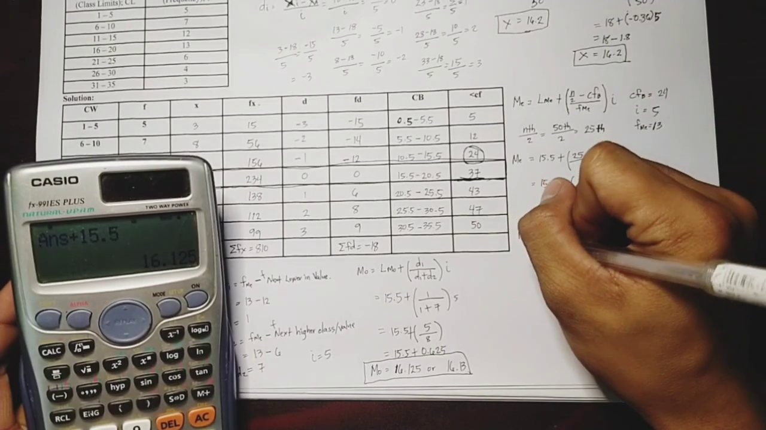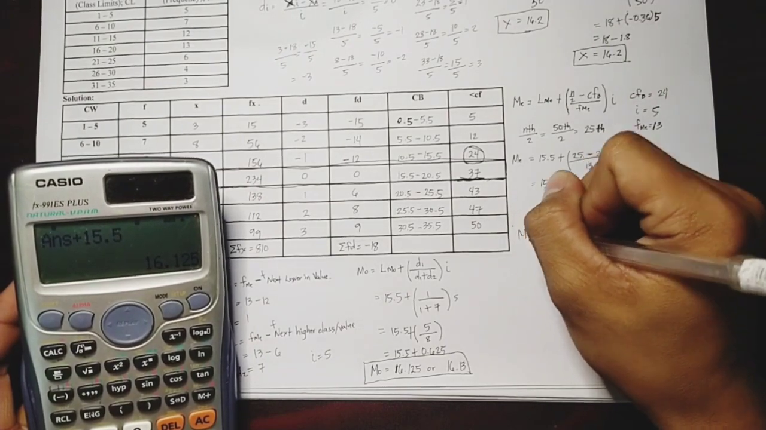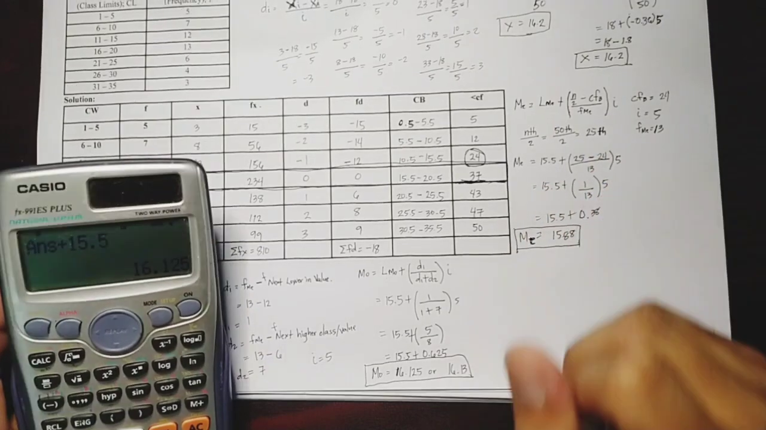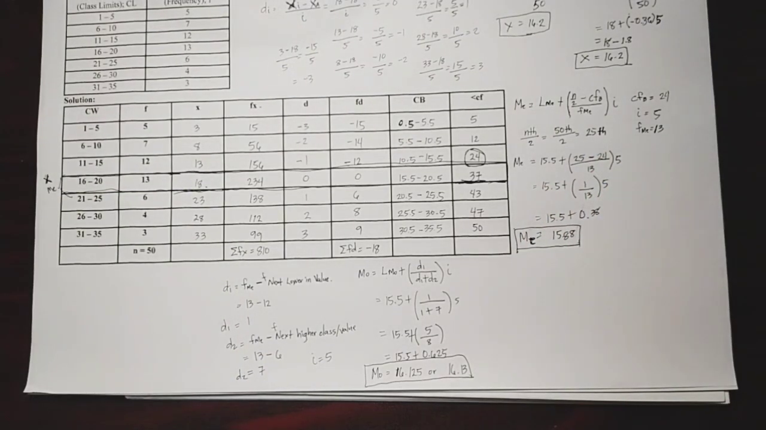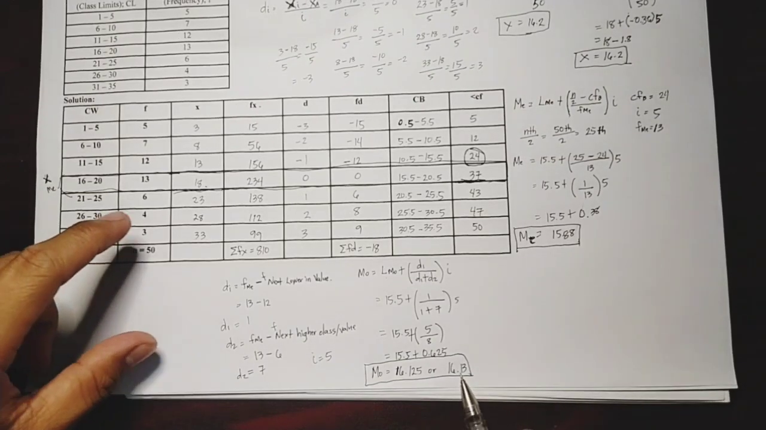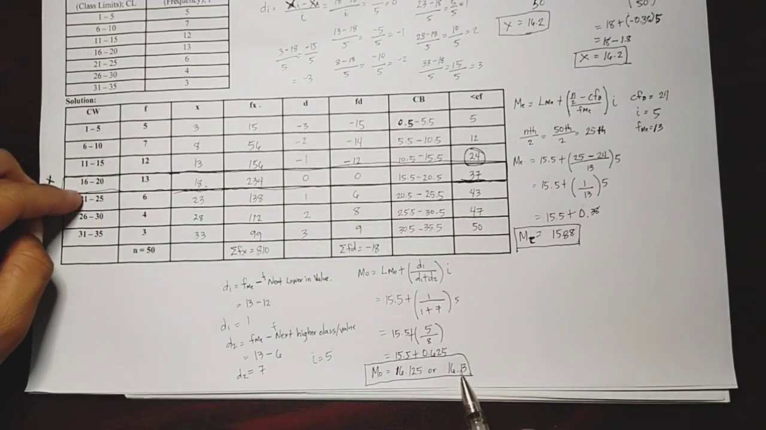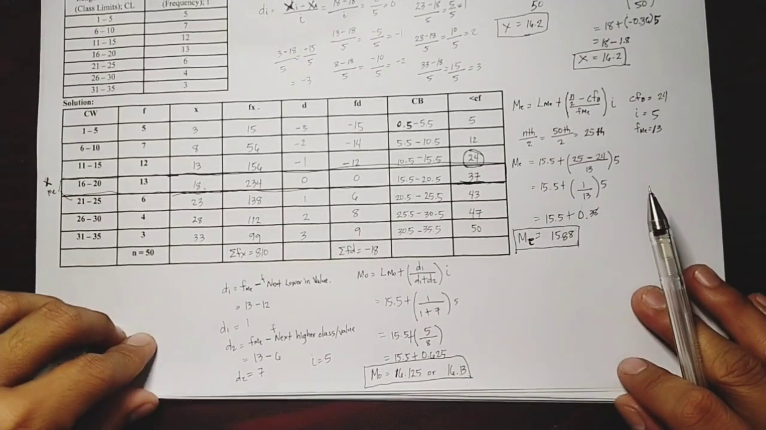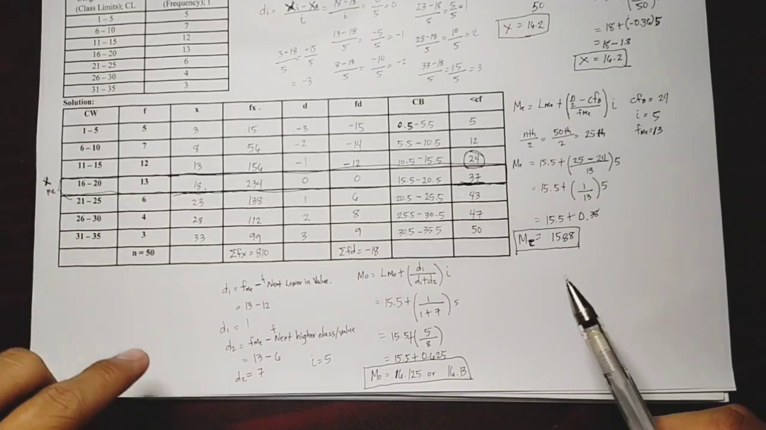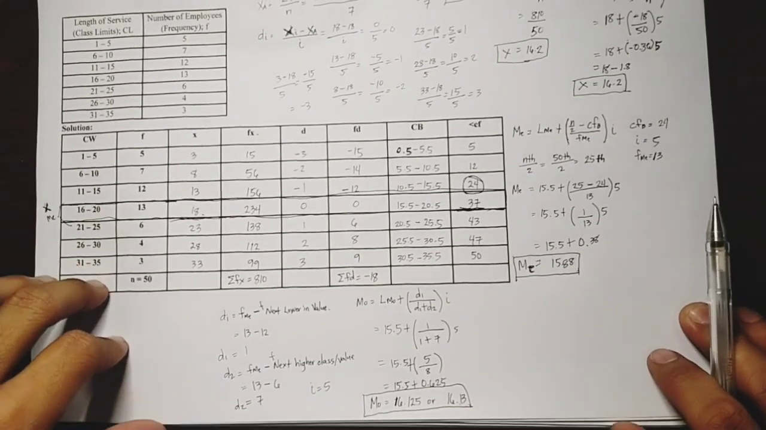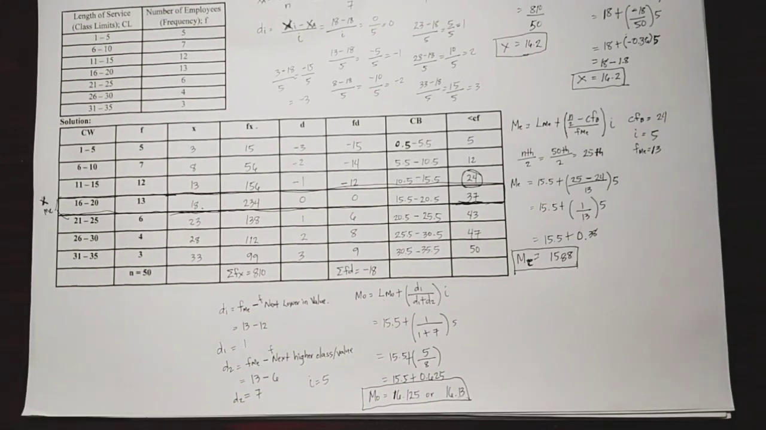So here is our modal class, and this is the median class. Again, please check: is our mode of 16.13 under the range of 15.5 to 20.5? If yes, then our answer is correct and it satisfies the formula. So that's it for the mean, median, and mode of grouped data.